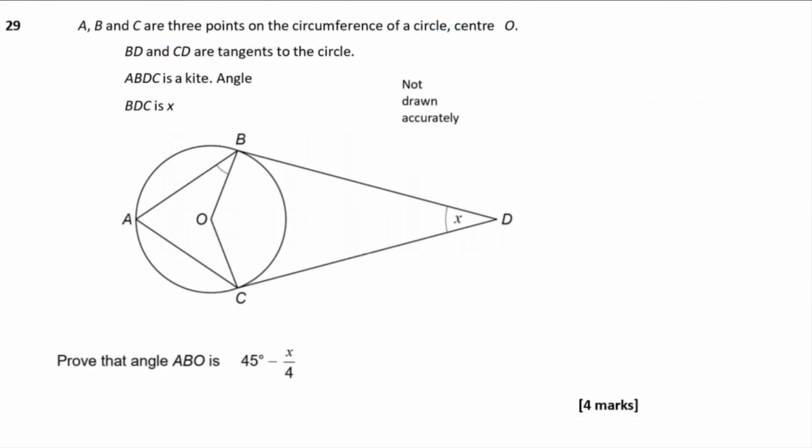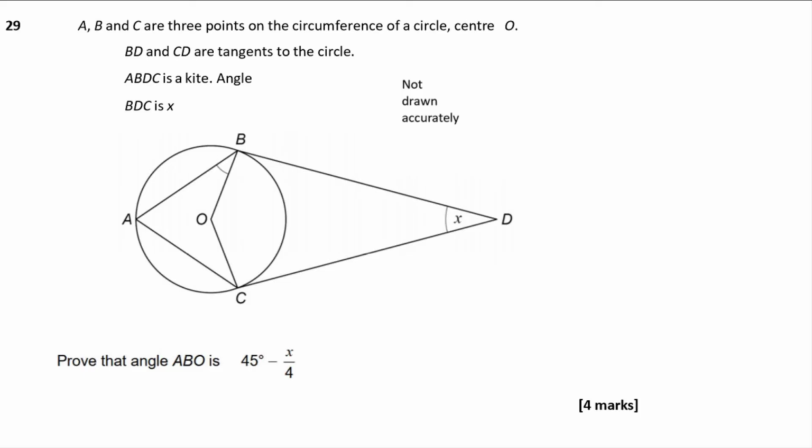A, B, and C are 3 points on the circumference of a circle centre O. BD and CD are tangents to the circle. ABDC is a kite. Angle BDC is equal to X. Prove that angle ABO is equal to 45 minus X over 4.